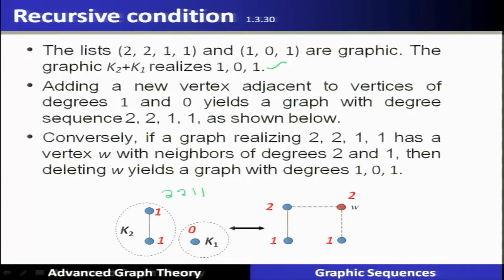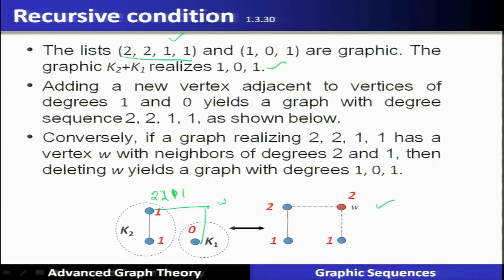Now, if we add a vertex w to this graphic sequence and place an edge to this particular node, another vertex w, whose degree will be 2, will come. So another node w will be added, its degree is 2, this degree will be increased to 2, and the 0 degree will become 1. So it is nothing but the same graphic sequence which we have obtained.